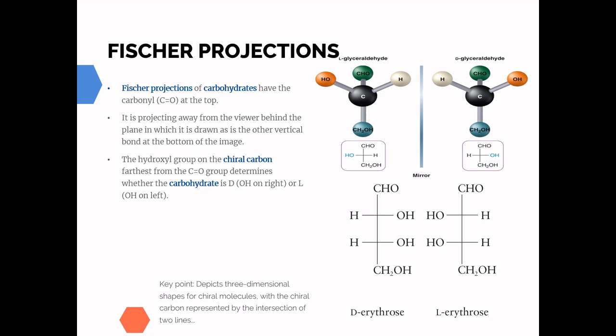The key point is the Fischer projection depicts 3-dimensional shapes of chiral molecules, with a chiral carbon atom represented by the intersection of 2 lines, as shown in this picture.